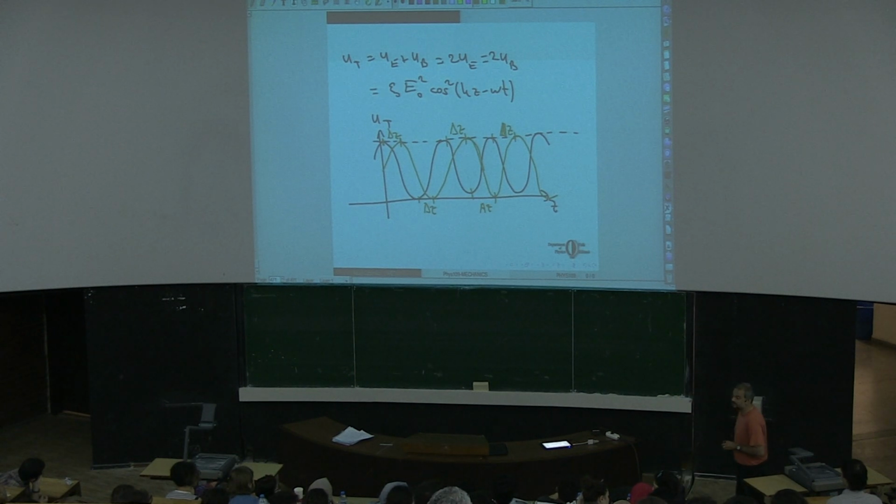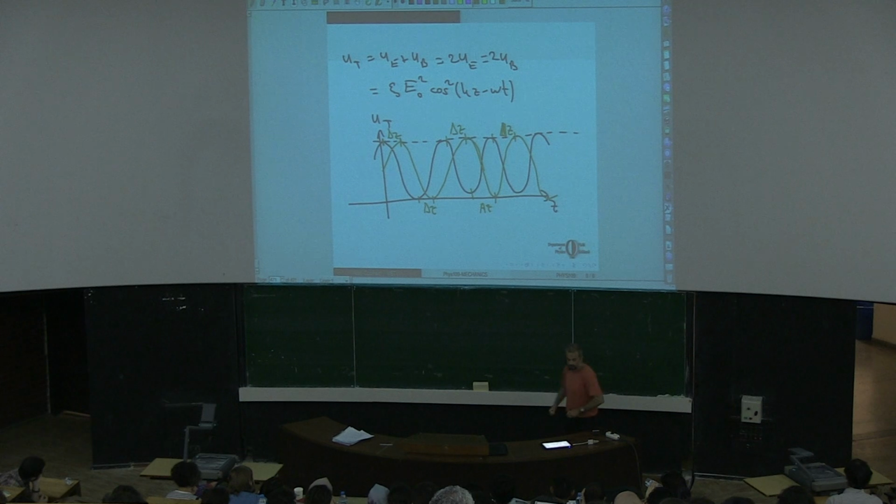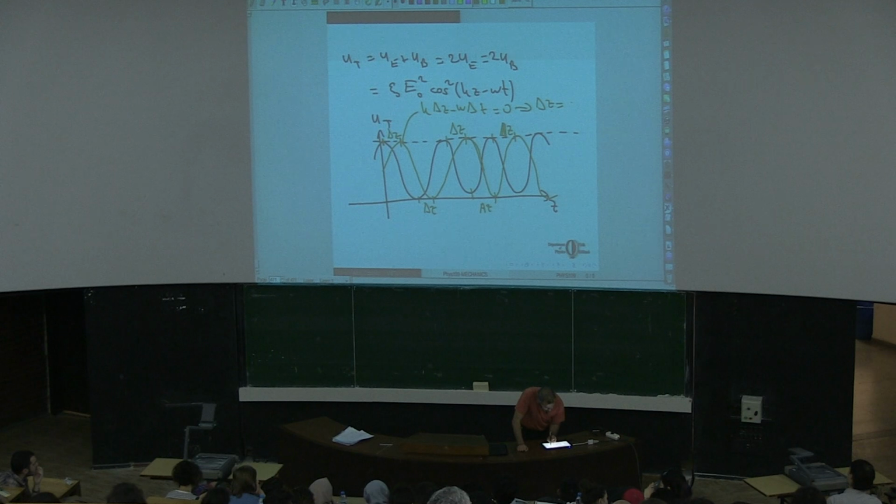It will not. It will never change. You see, if it has this form, what is delta z? If you just follow this peak, this maximum, at t equal to 0, this was at z equal to 0. So this point, in fact, corresponds to this point over here. k delta z minus omega delta t, after a time delta t, is equal to 0. Or delta z is equal to omega over k delta t.